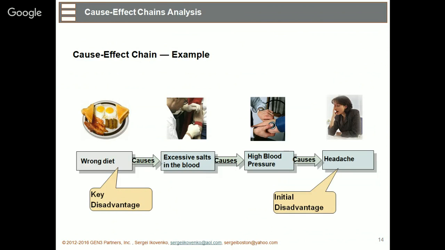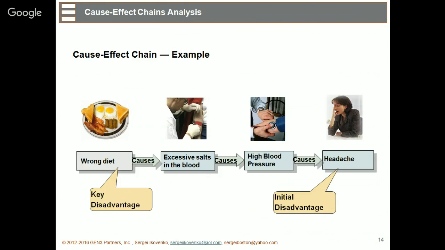But I can continue asking the doctor, well, I never had that issue with salt in the blood. Why now? Well, the doctor explains, you eat a lot of junk food, so switch to a healthy diet. Here we go. I have another solution. Long term, I can switch to a healthy diet. As a result, the salt will normalize. As a result, blood pressure will normalize. And as a result, I will not have headaches.